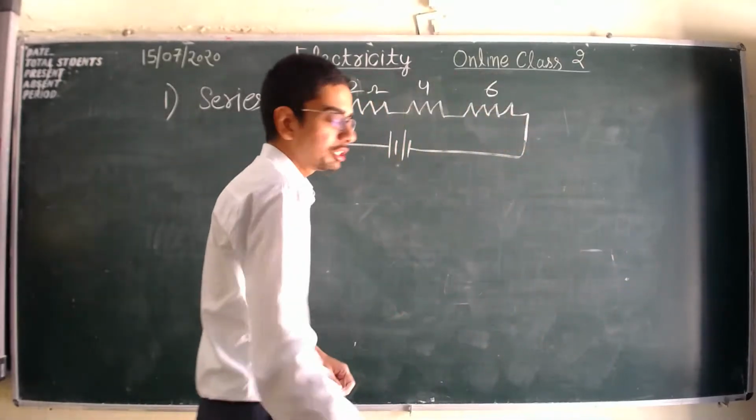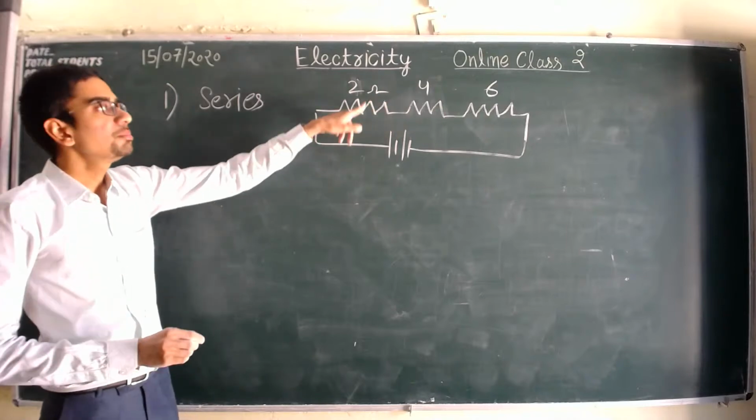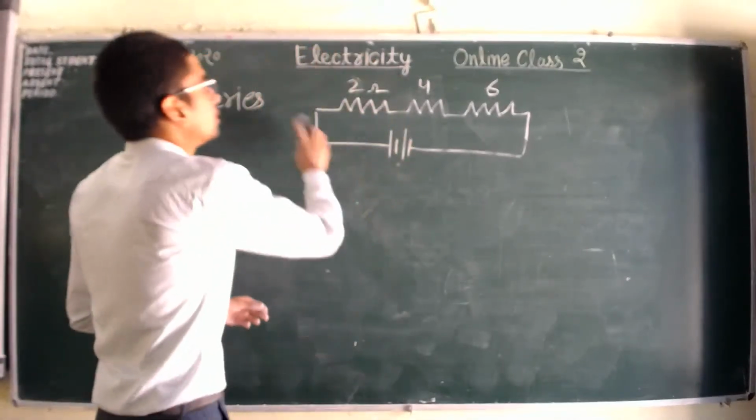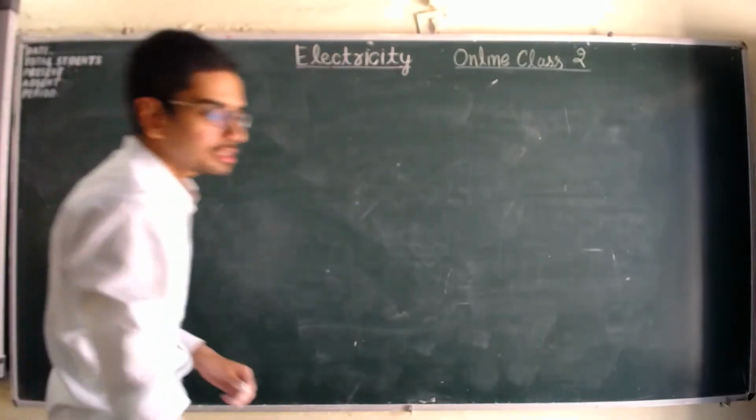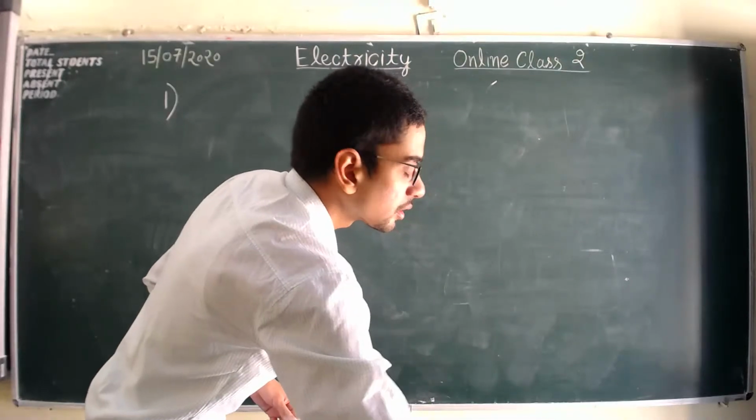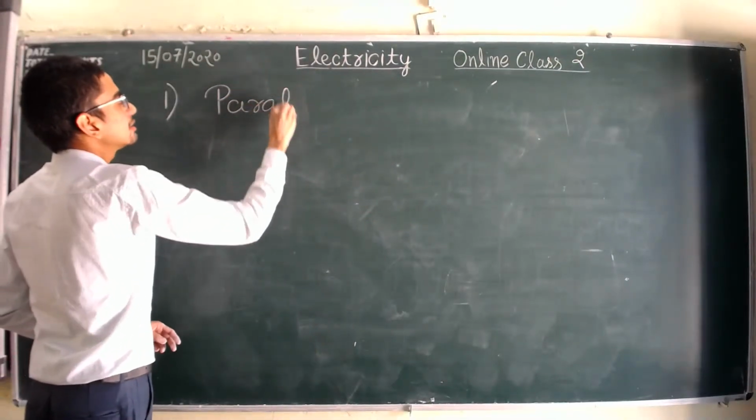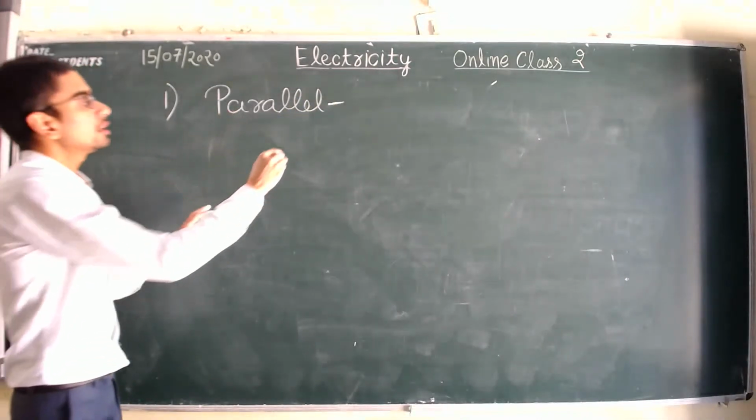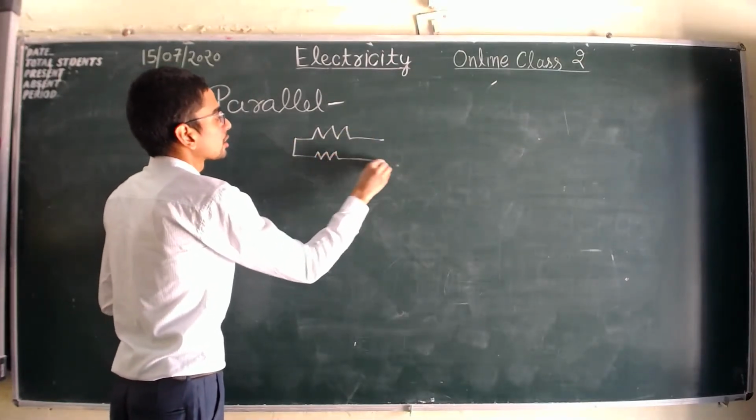Now, if I give you a question that three resistors, what is the total resistance? You simply add them. 6 plus 4 plus 2, 12. Now, if this is in parallel, draw a parallel circuit. सभी अपनी नोट में parallel resistors बनाएं. 3 resistors.